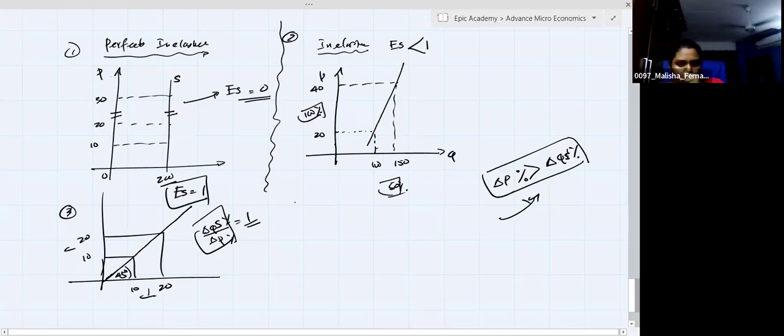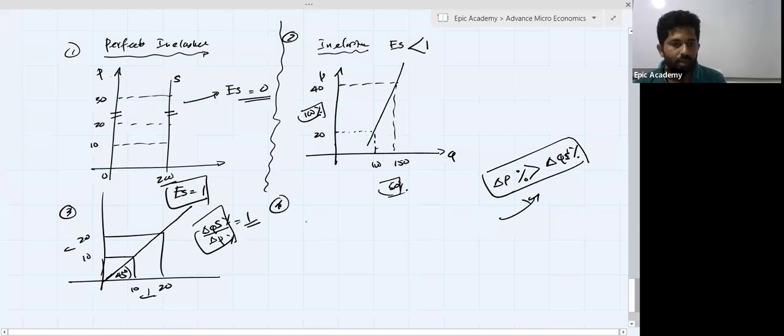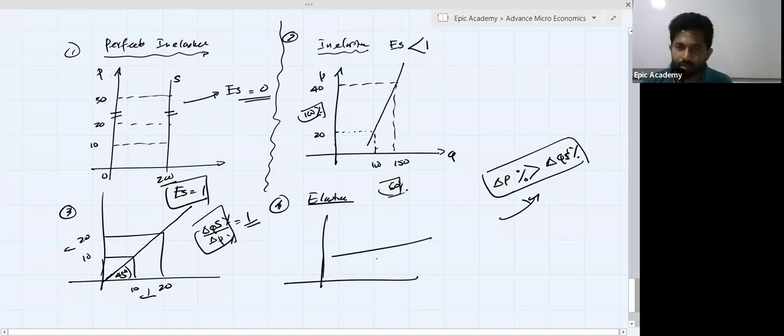Right? Fourth one. We have to discuss elastic. Elastic. It is the opposite side of inelastic. So then what happens to the curve? The curve is something like that. This one. Something like that curve.